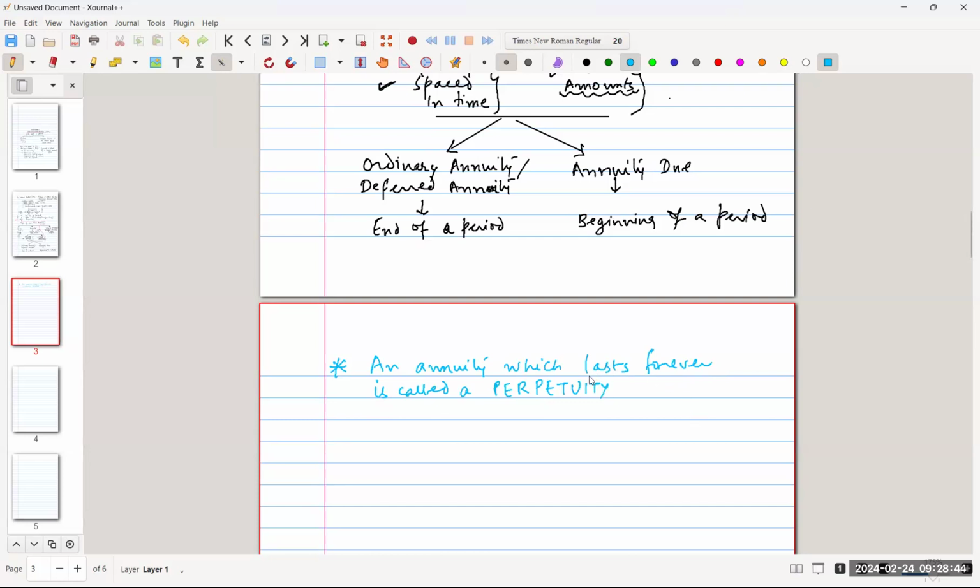Well, realistically speaking, nothing lasts forever. But when we say lasts forever or for an infinite period of time, we actually basically mean indefinitely, so for a very, very long period of time. A good example of a perpetuity is an endowment fund, which the university and other institutions create.